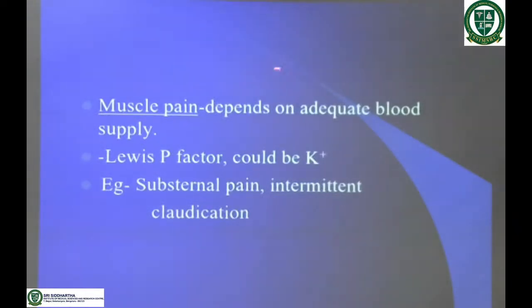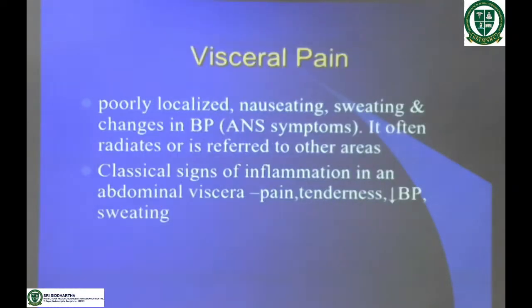Then muscle pain, which depends on an adequate blood supply. The Lewis P factor, which could be potassium, is the one which will stimulate. Potassium and the Lewis P factor will cause muscle pain. For example, substernal pain and intermittent claudication are types of this pain.